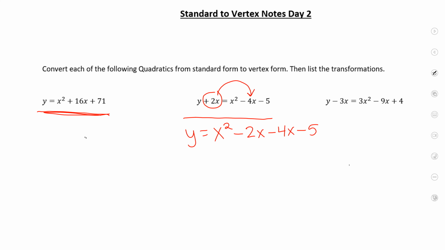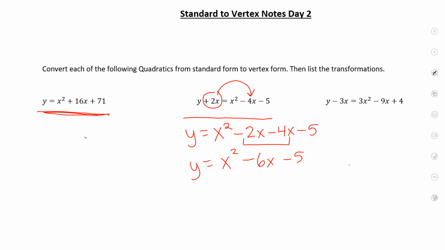And then, like you guys said, I'm going to combine like terms. So I can combine these two middle numbers. So negative 2x minus 4x is negative 6x. Everything else will just come down. So this is my equation in standard form. Now that I have it in standard form, I can now do what I learned yesterday, which is vertex form, okay? So first you have to change the equation.